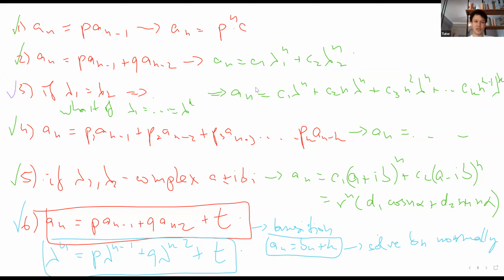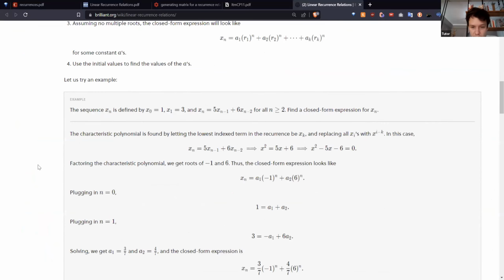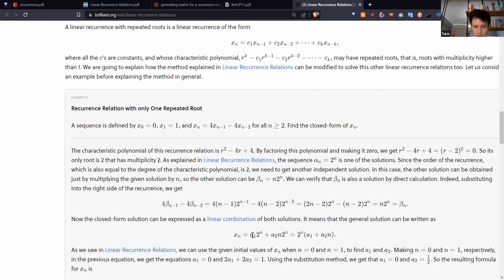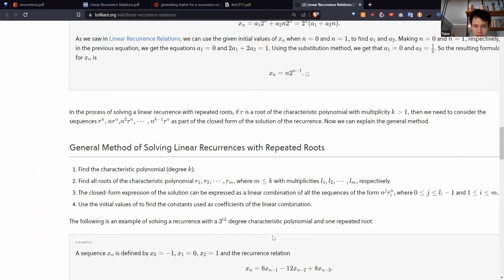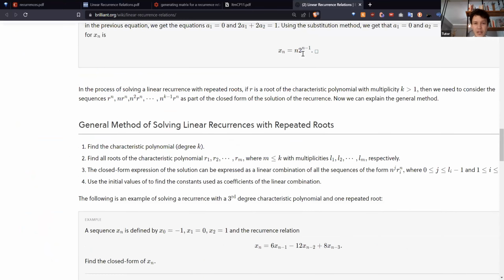And then I guess the next thing is you can do practice problems. Again, Brilliant is a good resource. It has a lot of problems in here. It has stuff with, for example, what happens when you have double roots. So for example, you have double roots, you see this one, and then you can have, for example, triple roots.